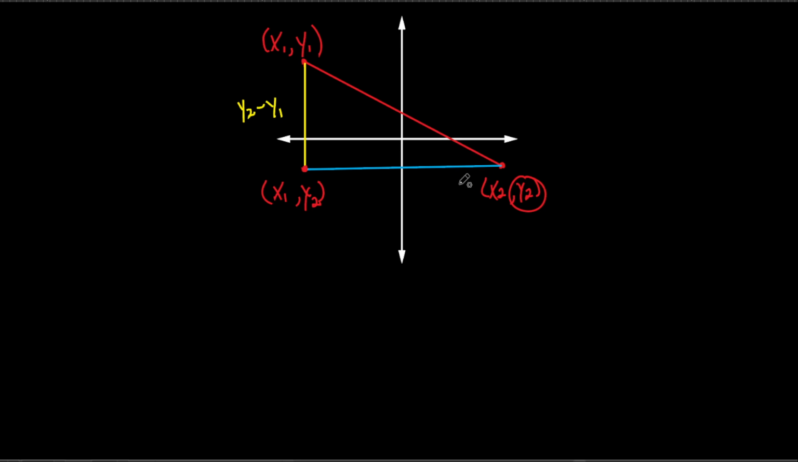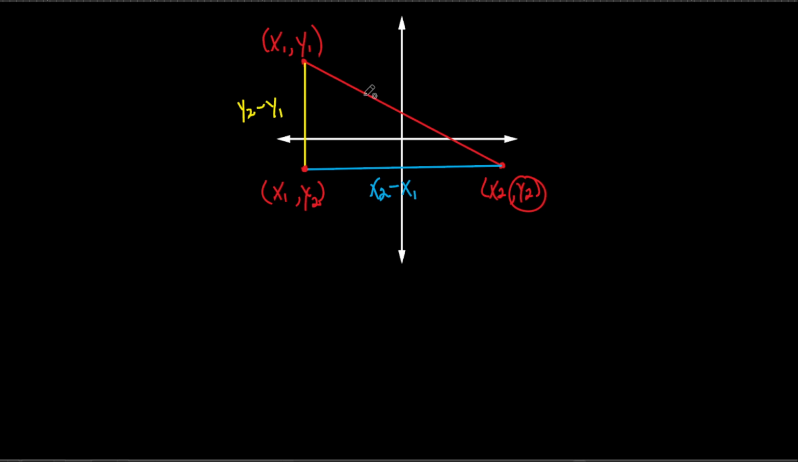Rosalind? You got it right, okay? You just subtract the x's from each other, okay? So I would go x2 minus x1. That's how we find the length of that blue line. We got the length of the yellow line. We got the length of the blue line.